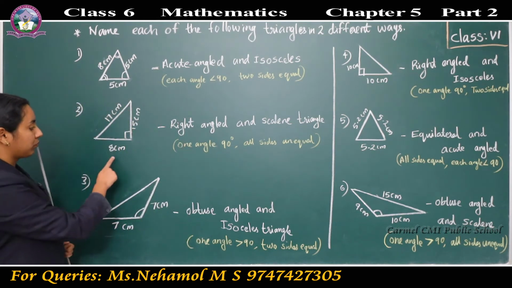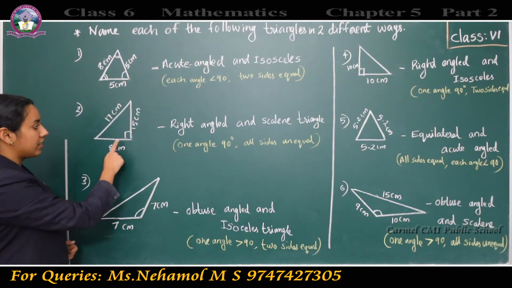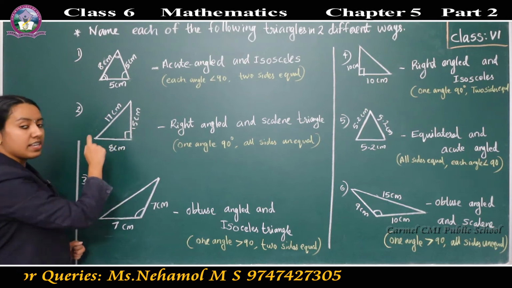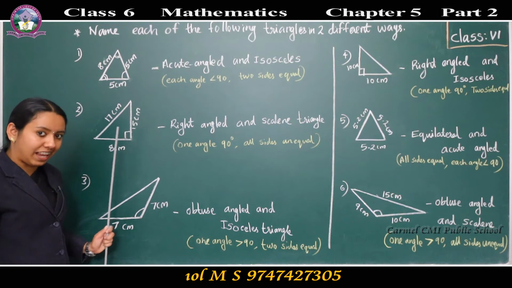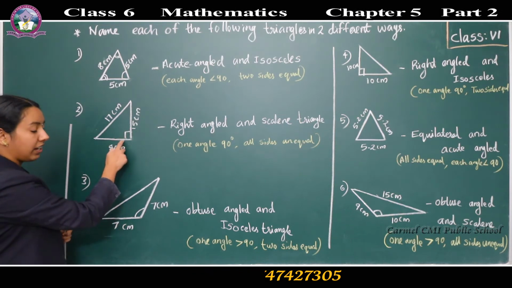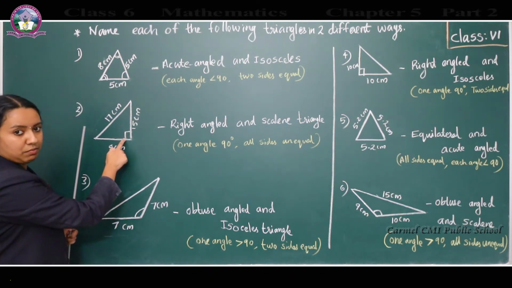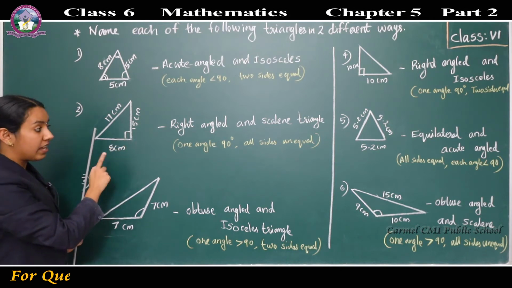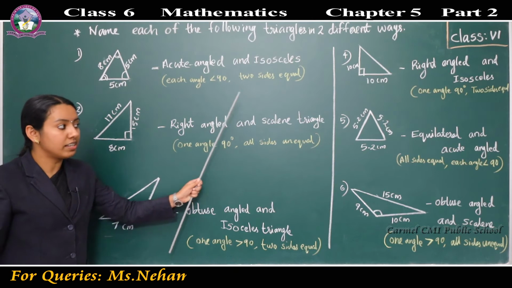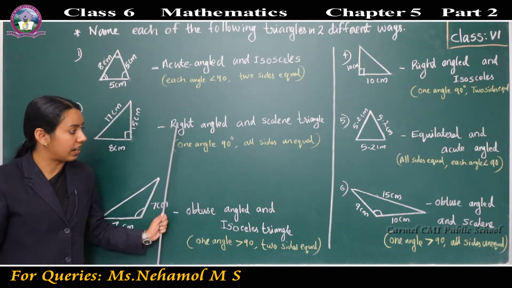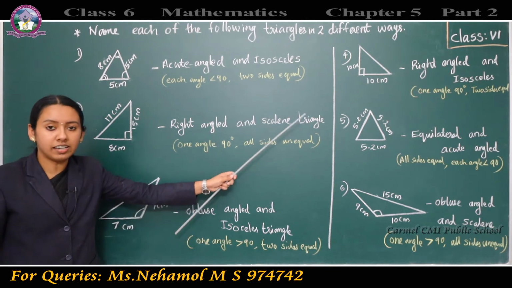Then second one, three sides are given, 8 centimeter, 15 centimeter, 17 centimeter. So all sides are different, that means scalene triangle. Then one angle is given, 90 degree, right angle. So it is a right angled triangle. So right angled and scalene triangle.